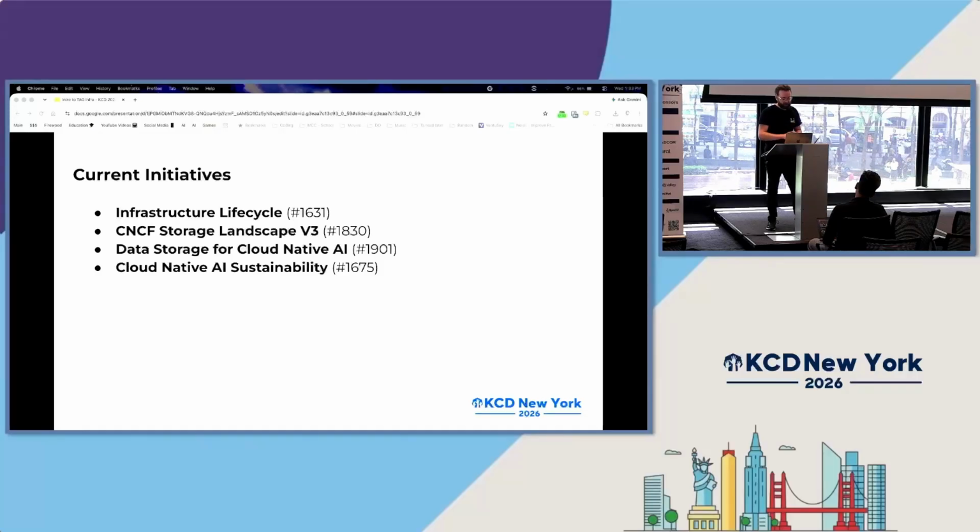And then, of course, the cloud-native AI sustainability initiative has 2 papers on energy and GPU efficiency that the TAG is actively involved in reviewing. These initiatives all have working drafts with open comments, so if you're interested in participating or providing feedback, the window is still open.